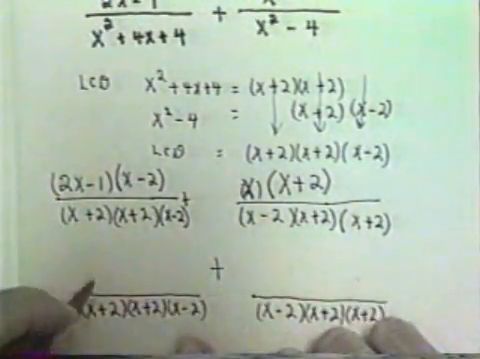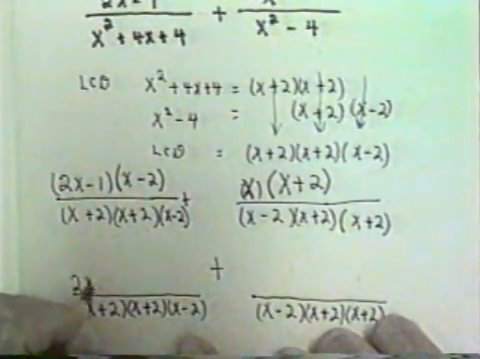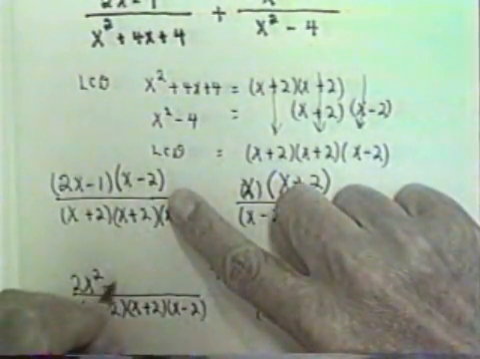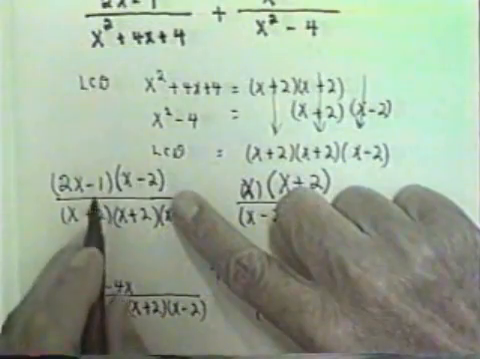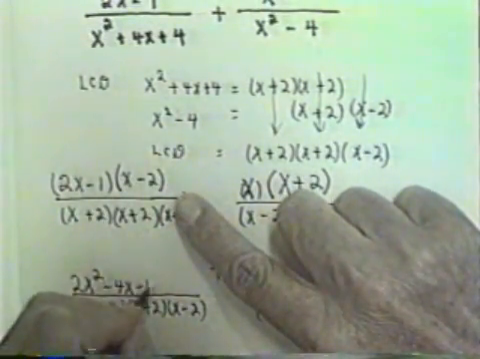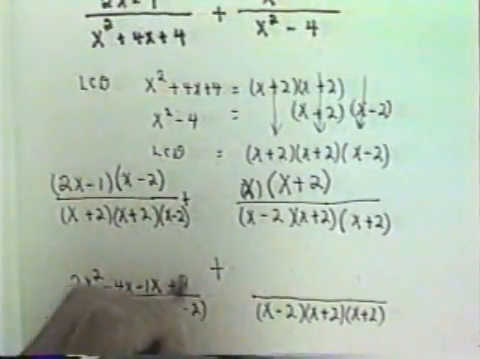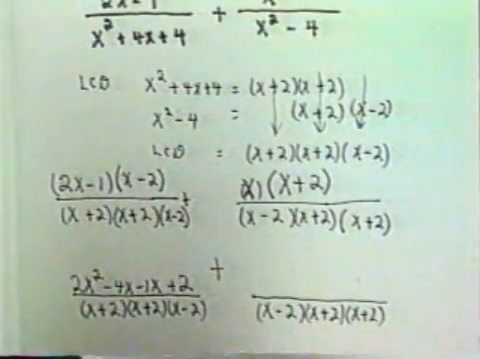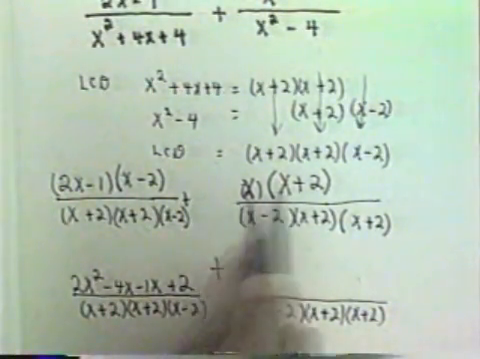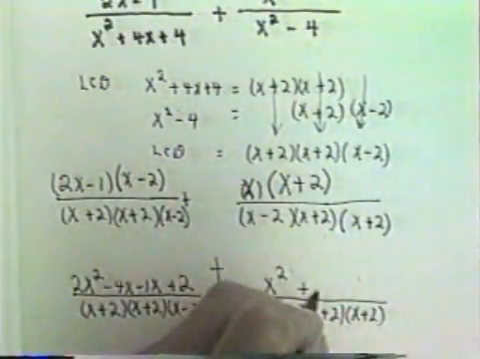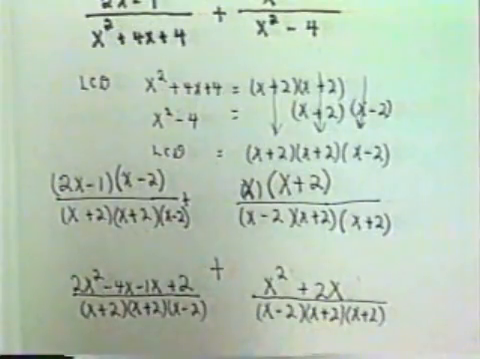2x times x is 2x squared. 2x times a negative 2 is a negative 4x. And negative 1 times x is a negative 1x. Negative 1 times negative 2 is plus 2. Distribute it with this one. X times x is x squared. X times 2 is 2x.